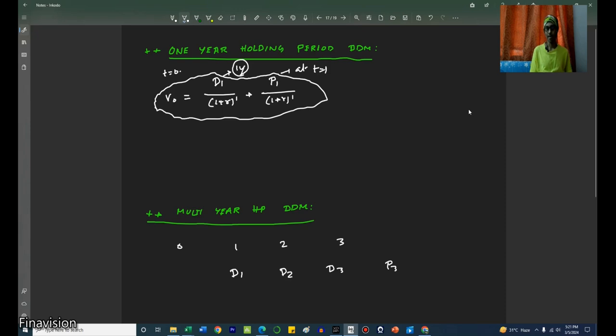Now your value at the present moment becomes D1 by (1 plus R) to the power 1, plus D2 by (1 plus R) to the power 2, plus D3 by (1 plus R) to the power 3, plus P3 by (1 plus R) to the power 3. Here, as in the 1 year holding period, R is the required rate of return.